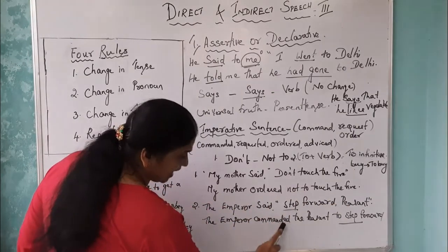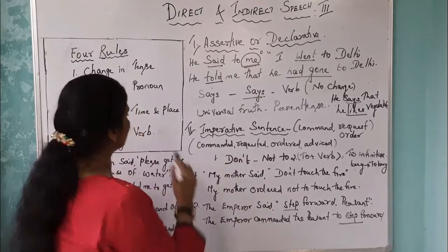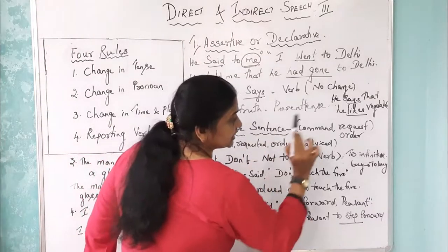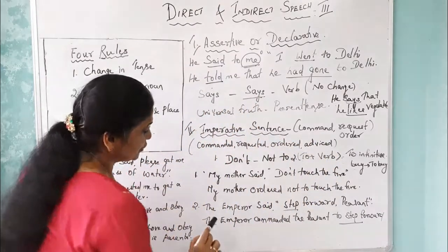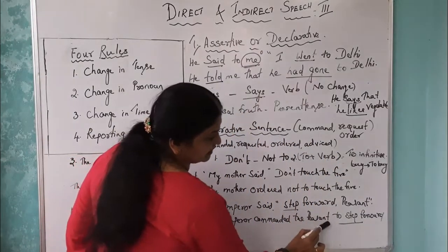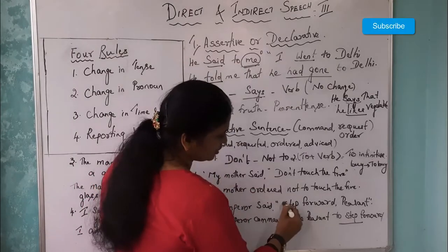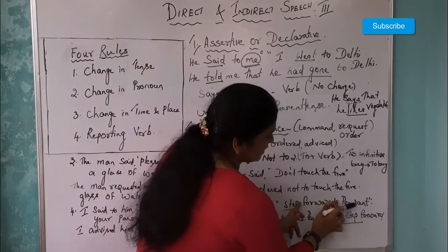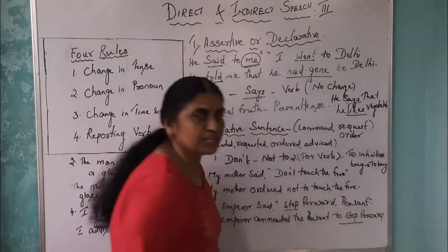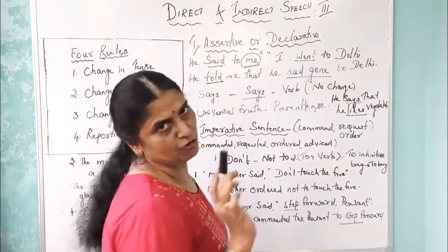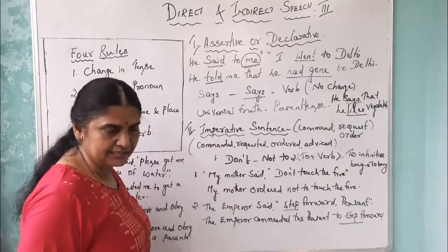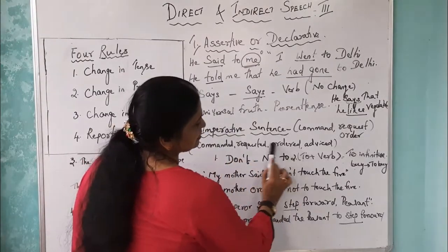So the emperor commanded. See, what are the words you have to use in the reporting verb? Commanded, requested, ordered, advised. Okay. So the emperor commanded the peasant to step forward. So you just put "to". That's all. Then the verb will become like this, and the rest of the sentence you have to place as it is. To step forward. Clear?